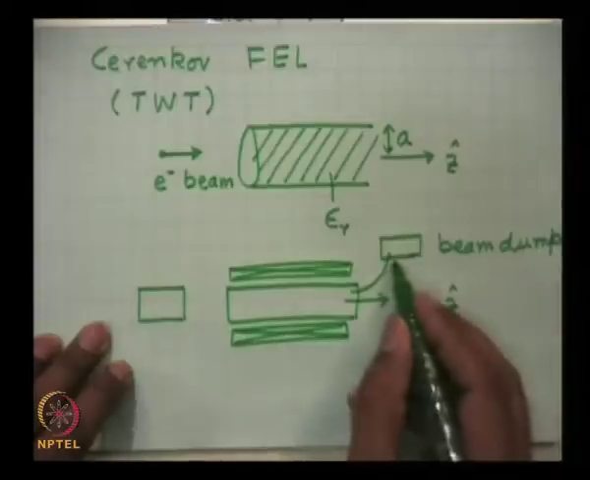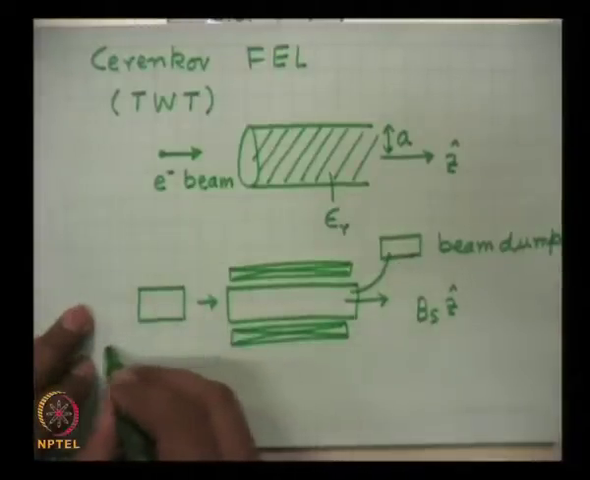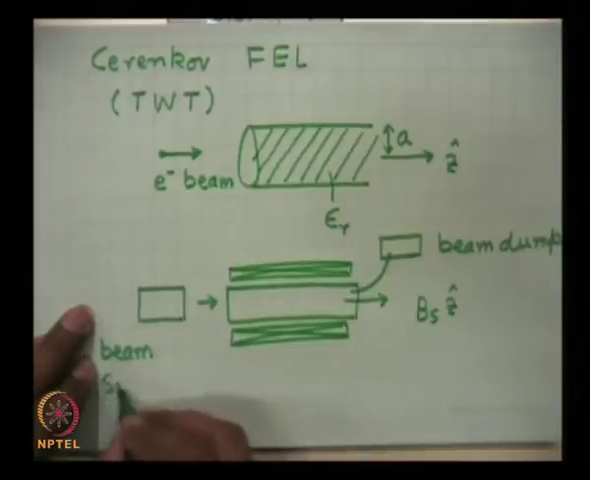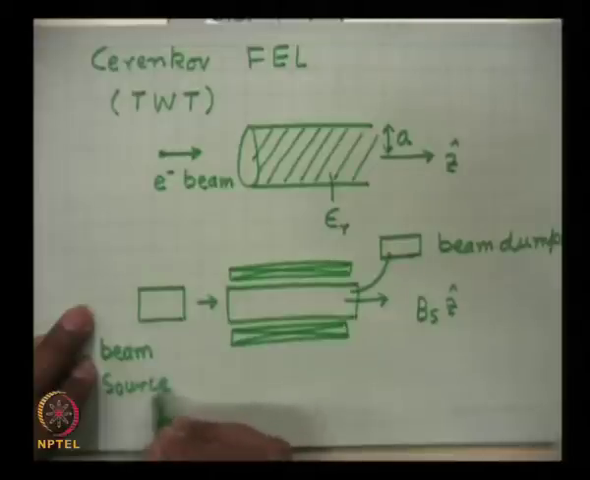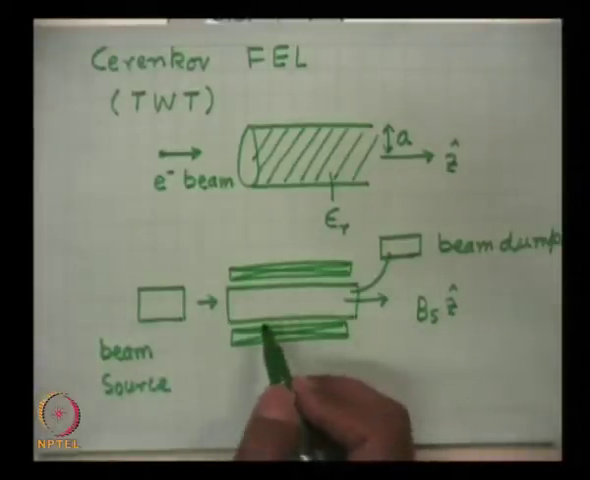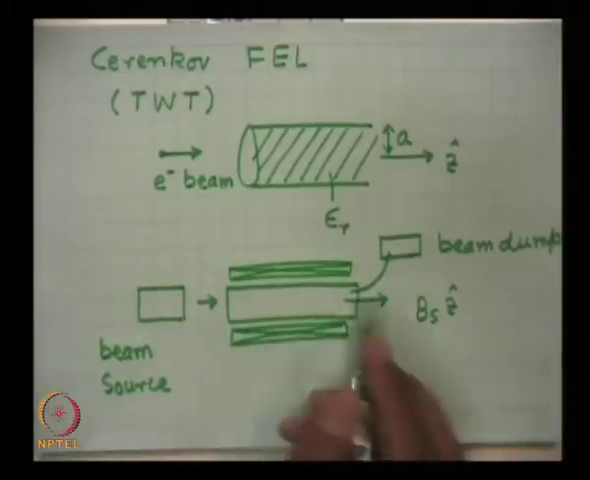This is called a spent beam. The initial beam is launched here, this is called gun or beam source, and beam dump is there. I am focusing my attention on the interaction of an electromagnetic wave with this electron beam, and see how this wave is amplified, is excited.